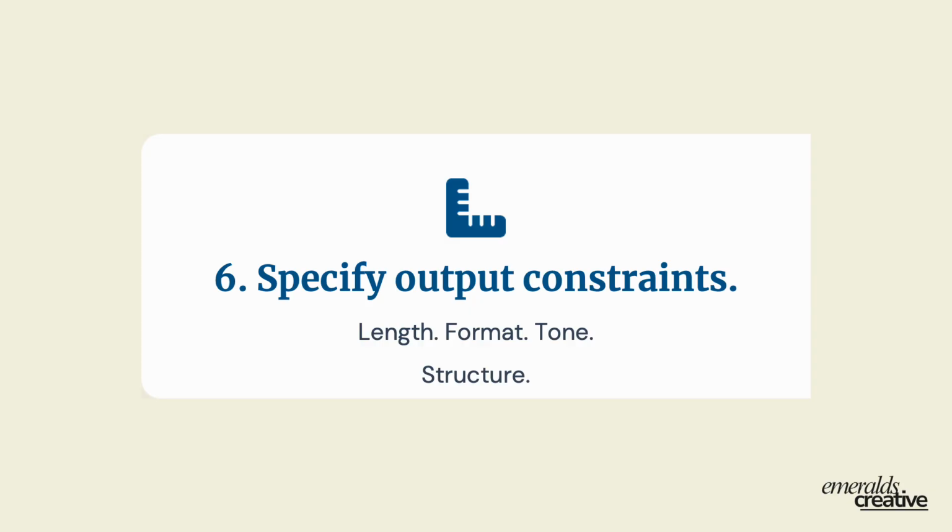Sixth, specify output constraints. Tell the AI exactly what you want the output to look like: length, format, tone, structure. For example, "give me 3 bullet points, each under 25 words," or "write this in AP style, no more than 150 words, with a focus on the human impact." If you don't specify constraints, the AI will guess. Sometimes it guesses right. Often it doesn't. Save yourself the back and forth by being explicit.